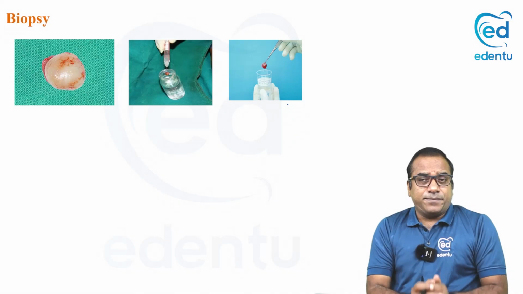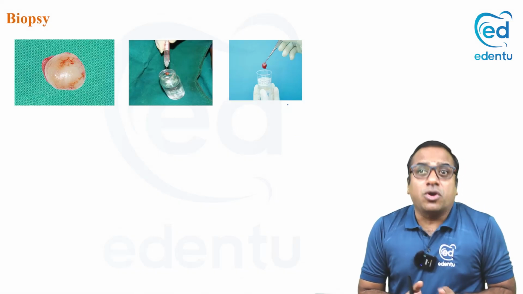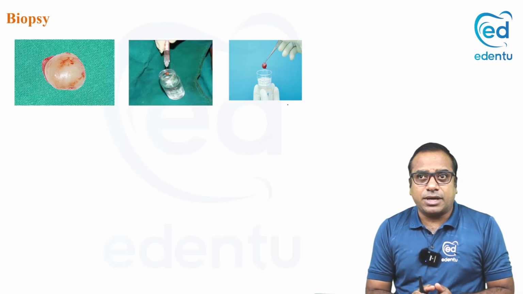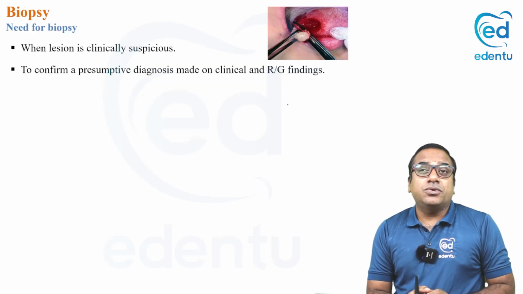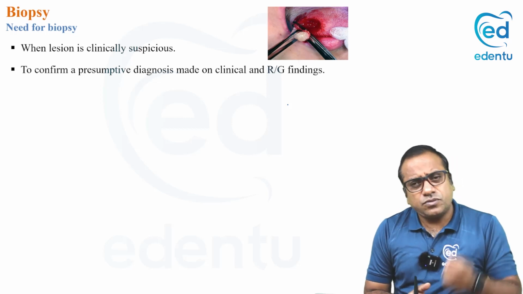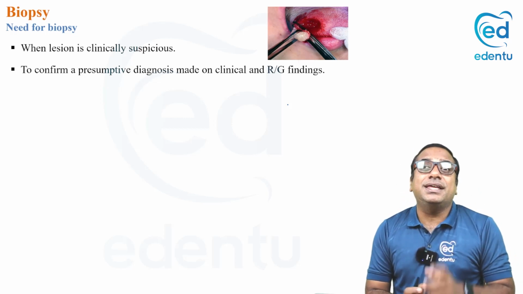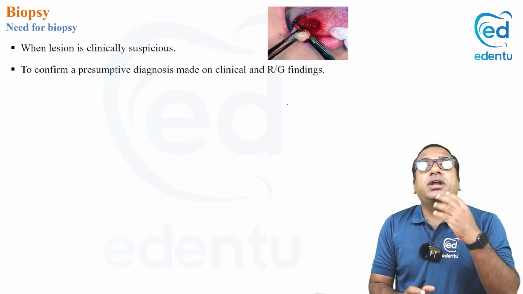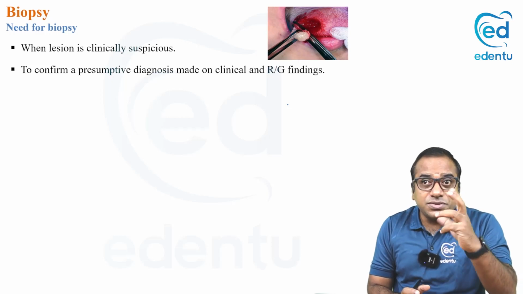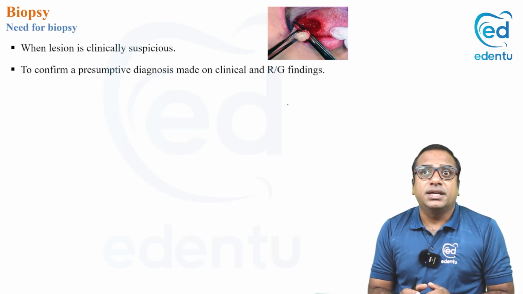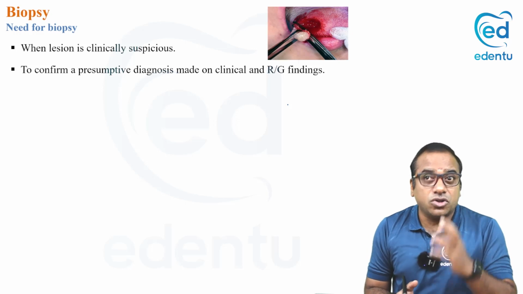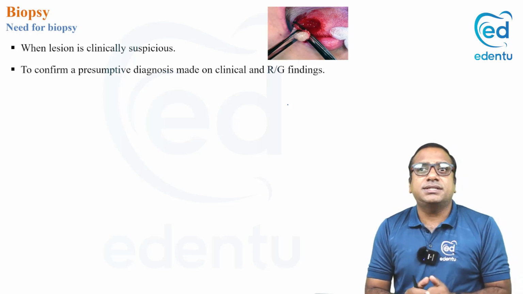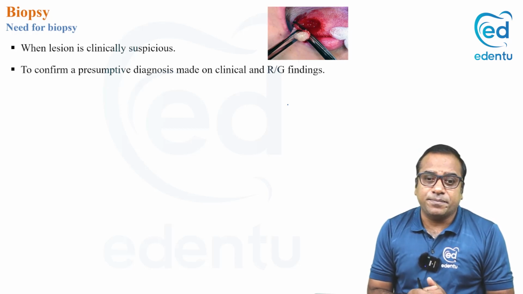So, this is biopsy. Why do we need biopsy, or in other words, the indications of biopsy, is what I am going to talk about right now. Coming to the need for biopsy: any lesion which is clinically suspicious, where you see a lesion changing very drastically or at a very fast rate, the color is changing, the texture of the skin is changing, or growth is happening. So, clinically very suspicious. That is an indication for biopsy.